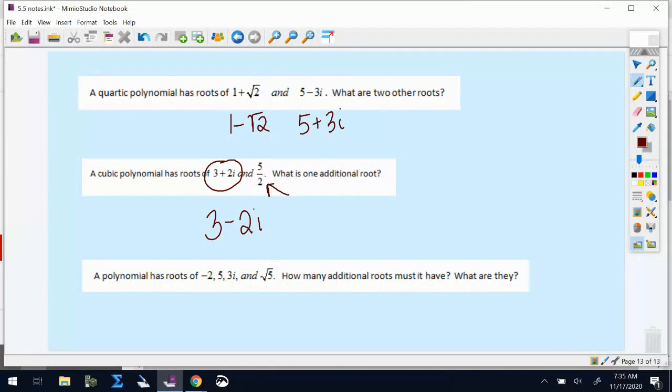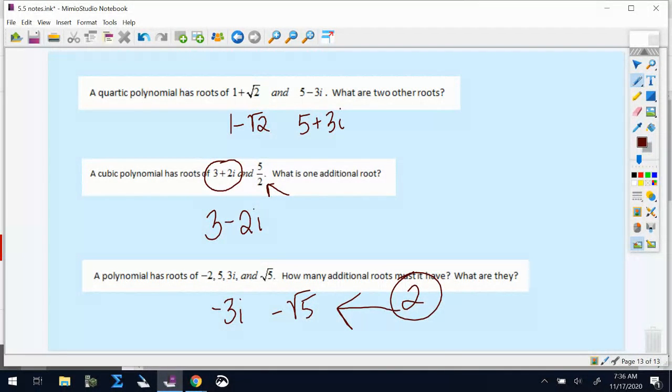And the last one says a polynomial, so we don't know what the degree is, has all these roots, at least 4 of them, wants to know how many more it has to have and what they are. So if you look at the first 2 solutions, negative 2, that is not irrational, that is not imaginary. It doesn't have to have a partner. Same with 5. 3i, though, is imaginary. So if 3i is a solution, then negative 3i has to be. If root 5 is the irrational solution, it has to have negative root 5. So this must have 2 additional solutions, and there they are.